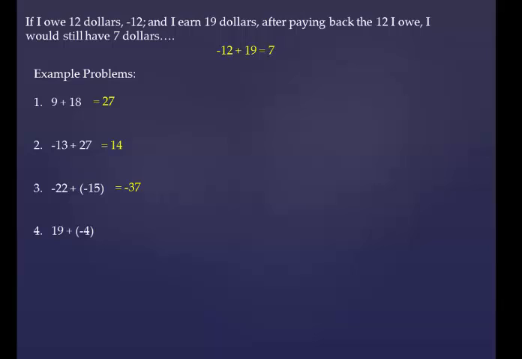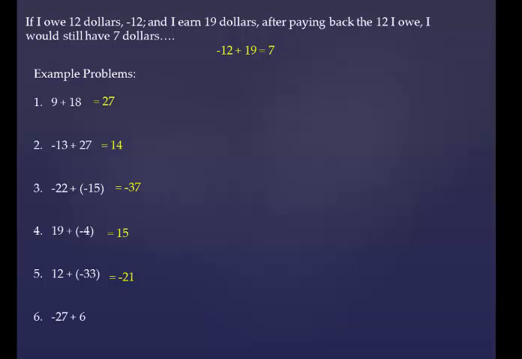19 plus negative 4. I have a positive and a negative, so I subtract. 19 minus 4 is 15, and the 19 was positive, so is the 15. 12 plus negative 33. I have a positive and a negative, and I subtract. 33 minus 12 is 21, and because the 33 was negative, so is my 21.